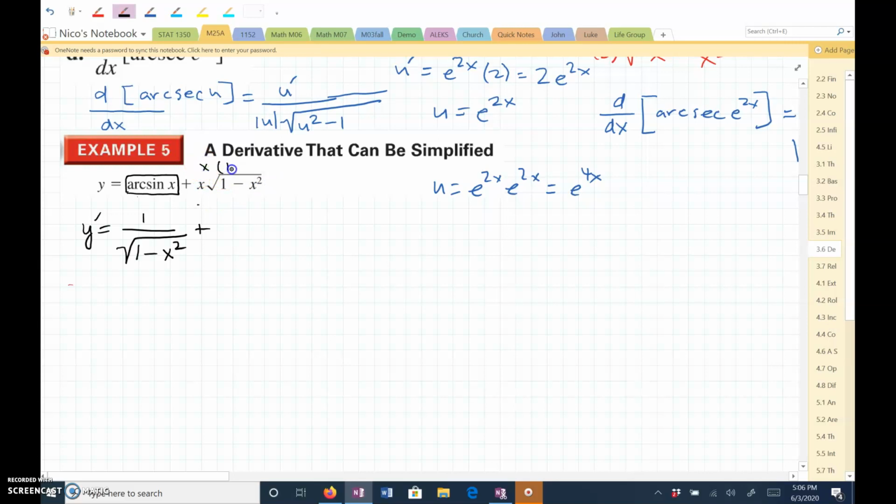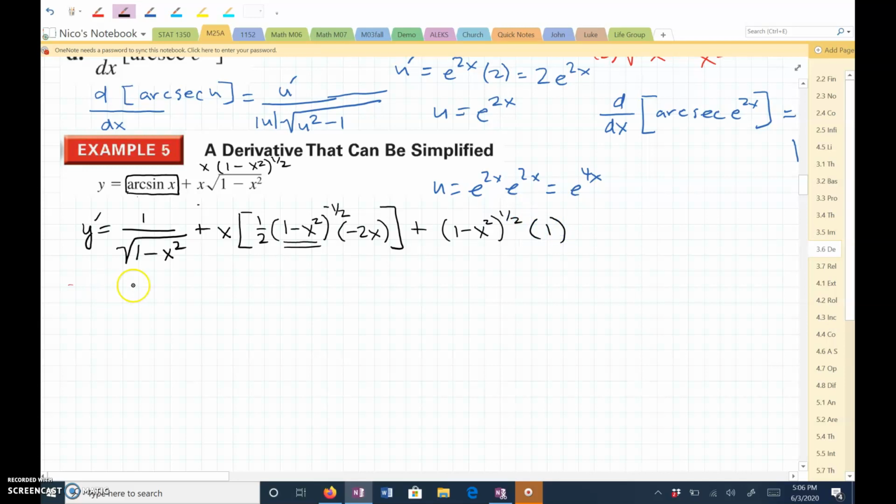You could think of this as x times 1 minus x squared to the 1/2 power. So this is going to be the first function, which is x, times the derivative of the second function, which is 1/2 times 1 minus x squared to the negative 1/2 power. And then you have to multiply by the derivative of the inside function. This is the chain rule, so this would be negative 2x, plus the second function times the derivative of the first function, which would be 1. Okay, so now I've done the derivative all the way through. Now I need to simplify everything.